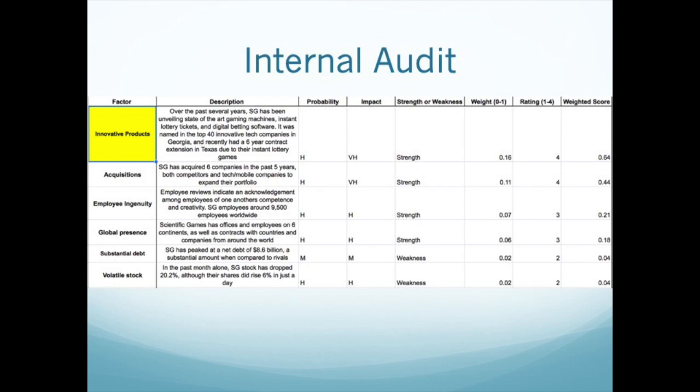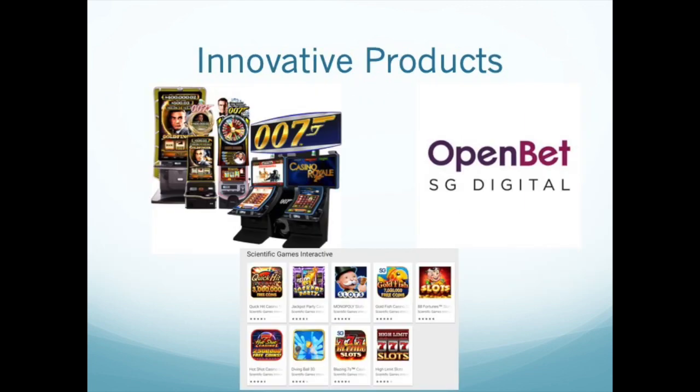innovative products and acquisitions. Because innovation is at the core of Scientific Games' business strategy, we decided that this should be the most heavily weighted factor at 0.16 with a rating of 4, because this is what the company truly excels at. Each year, the company shows off their most cutting-edge technologies and products at gaming expos and trade shows. These products include slot machines, casino games, mobile applications, and digital betting software.